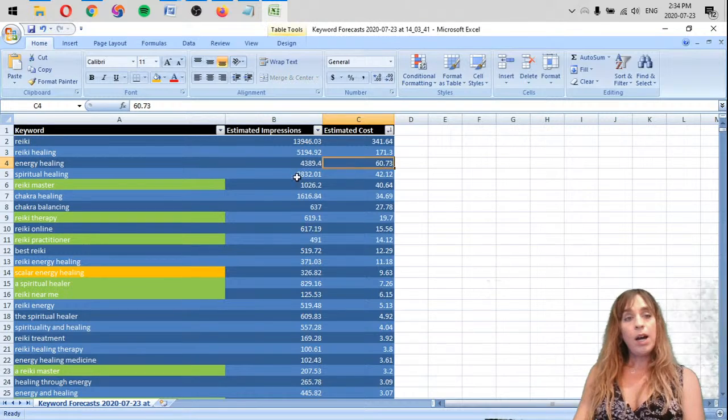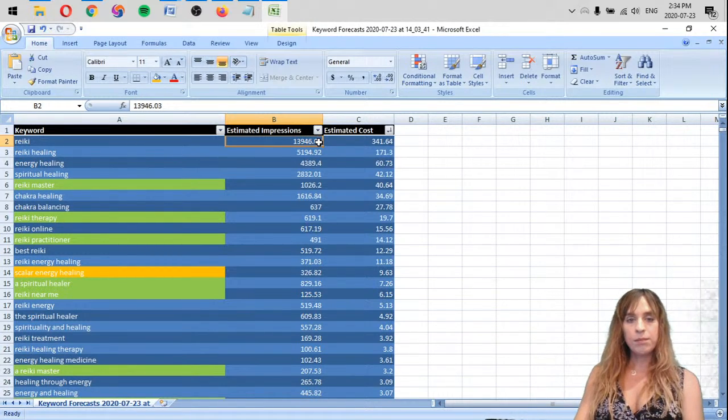That makes sense. Reiki, yeah, there's almost 14,000 people a month in Toronto searching for Reiki treatment, or searching for the term Reiki. So yeah, if you want a chunk of those searches, you're going to have to pay.